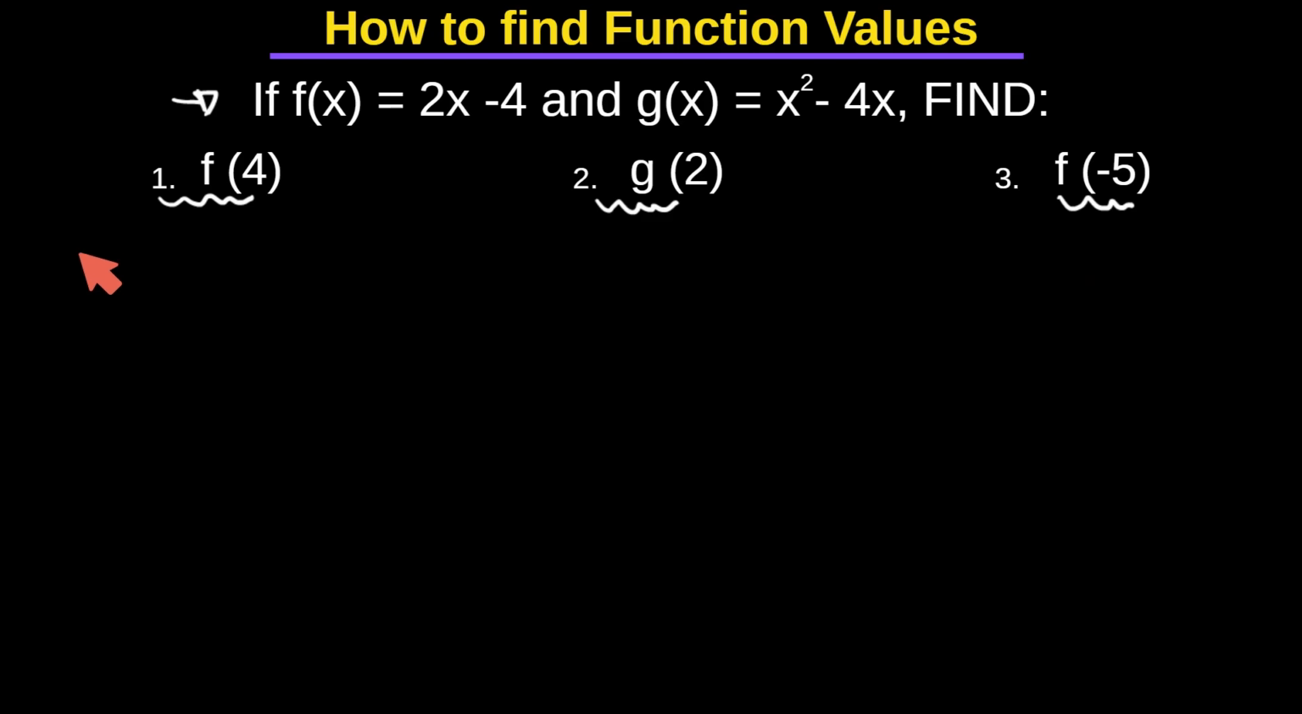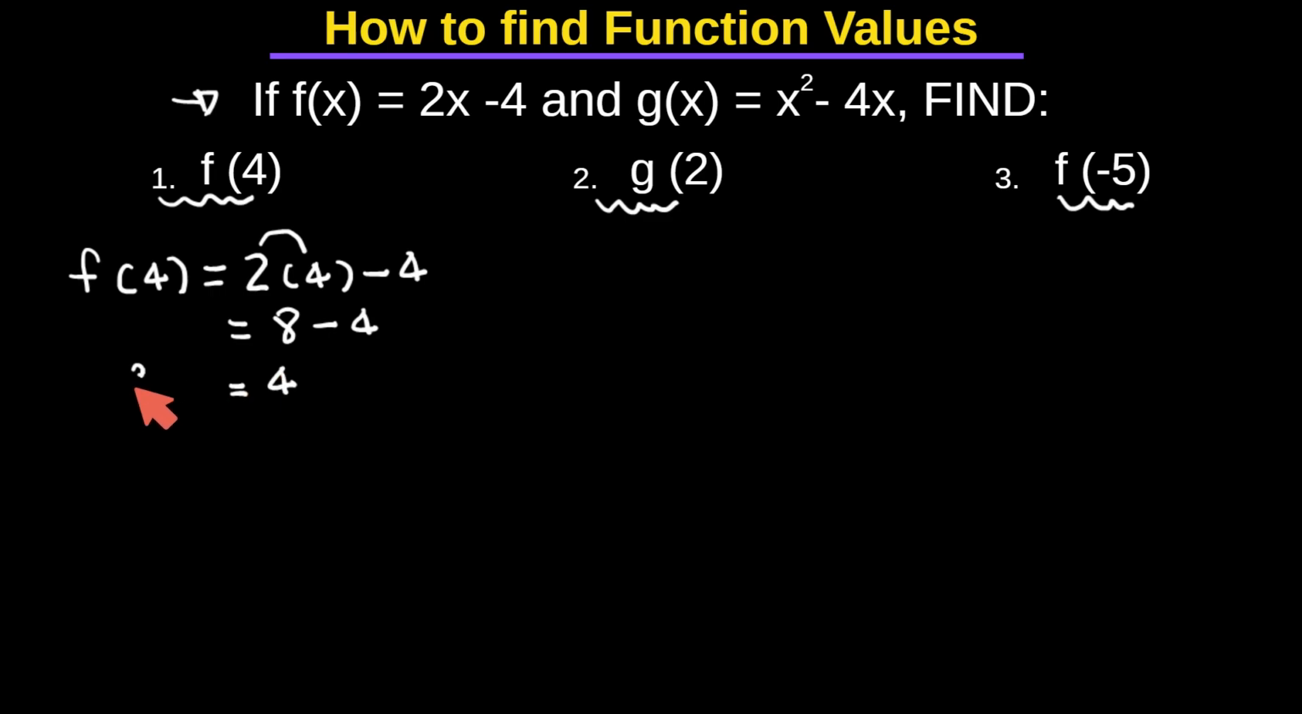Okay, so let's start with the first problem. How do we find function values? Well, our first step is we need to substitute the x for the given value, f of 4. So wherever you see an x, you have to substitute it with 4. Now, we're going to input this 4 into this equation, and let's see what it gives us. So 2 times 4 is 8. 8 minus 4, that will be 4. So f of 4, when we input this into the equation, we get out 4.